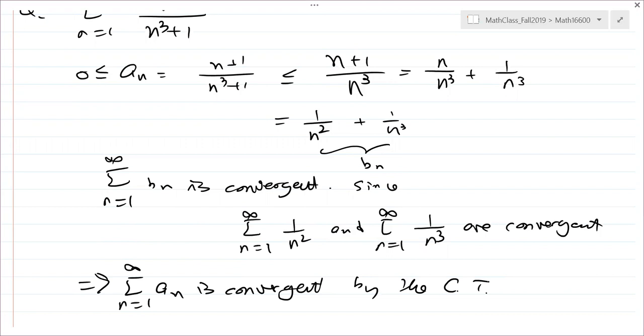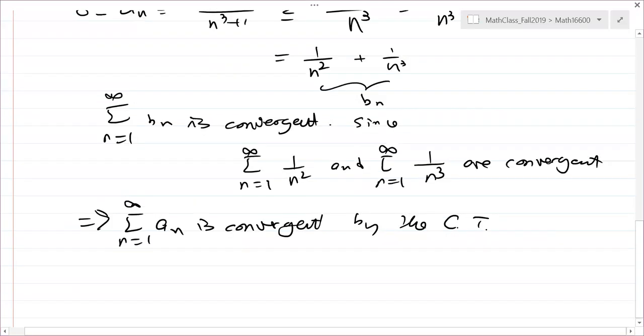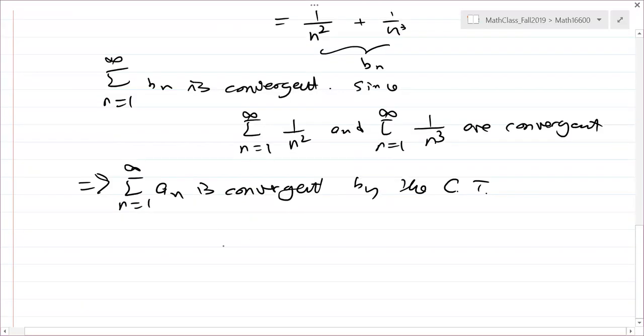Now, is there another way? I don't want to have two terms. I just want only one term. It's possible. The reason is n plus 1 is less than or equal to n plus n. Everybody agrees with that, right?